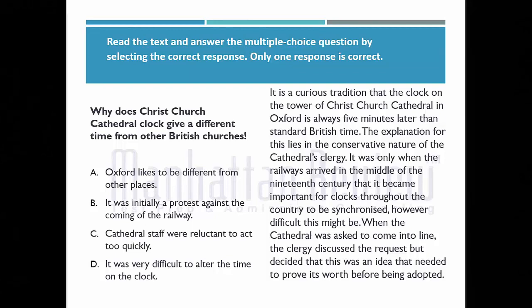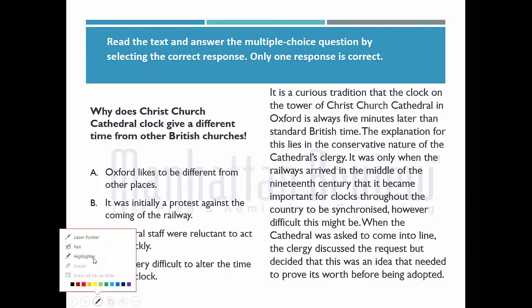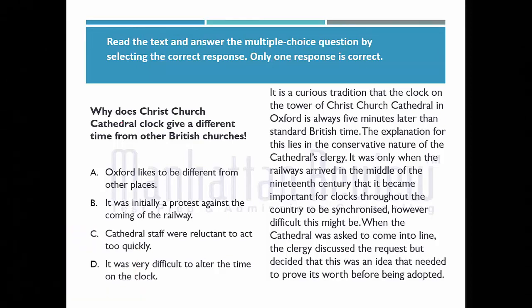Now let us look at a question. Read the text and answer the multiple choice question by selecting the correct response. Only one response is correct. This means there is only one answer that is correct and the other three are absolutely wrong. The question is, why does Christ Church Cathedral clock give a different time from other British churches? Now as I told, please go to the question first, and underline why.